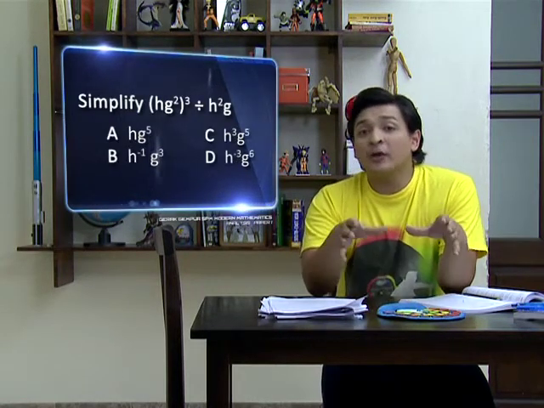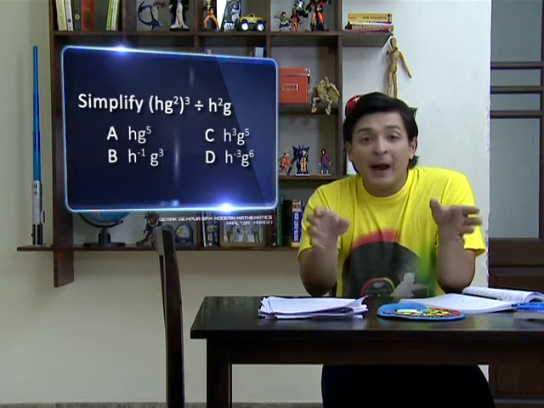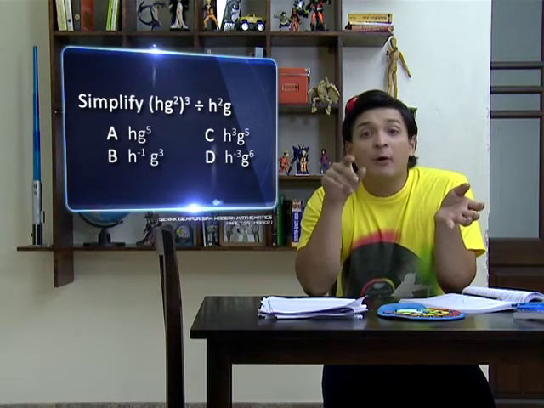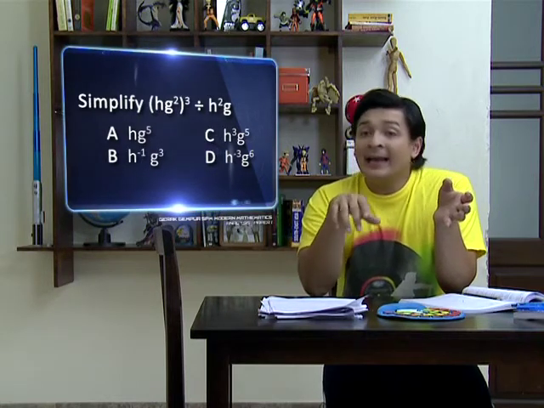Okay, here's a tricky one. Simplify (hg squared) to the power of 3 divided by h squared g. You think you can do this? Let's do it together.